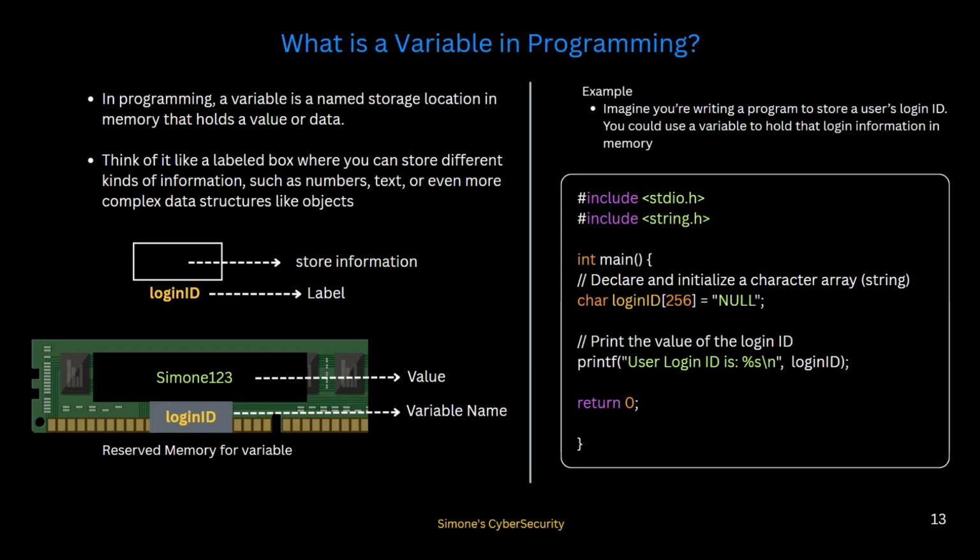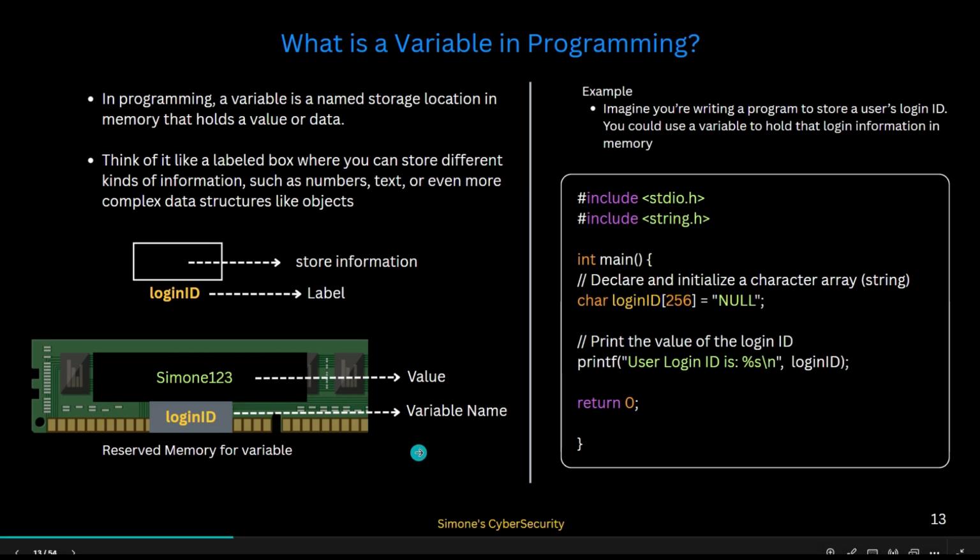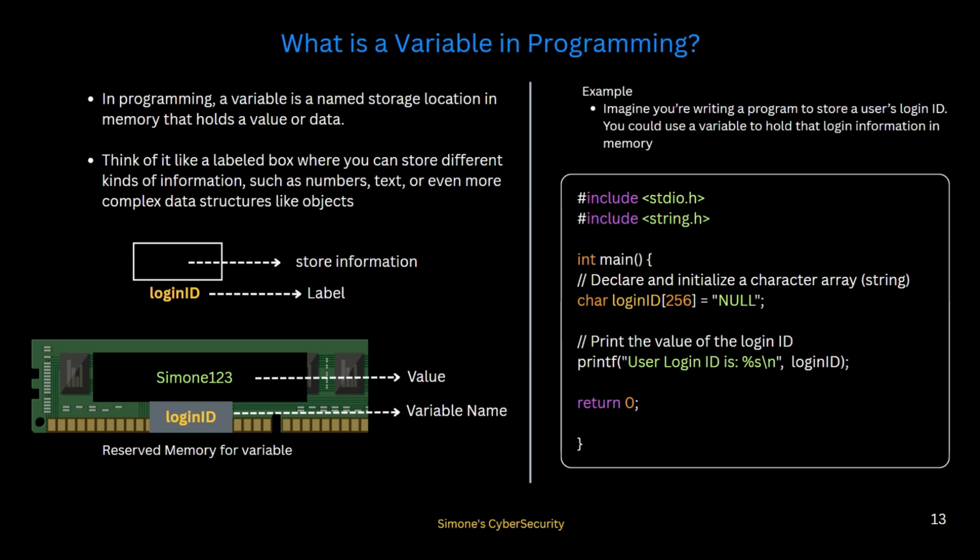So now that we have looked at how memory is managed, let's talk about something that sits right on top of it: variables. In programming, a variable is simply a named container for storing data in memory. You can think of it like a labeled box where a program can temporarily store some information that it needs to work with later. For example, if you want to store a user's login ID, you create a variable called loginID. This variable will then hold whatever value the user provides, like Simon123 or admin123 or testuser, whatever is the login ID of the user.